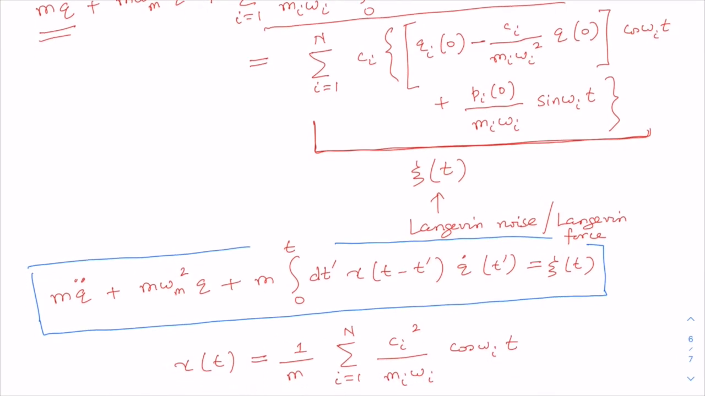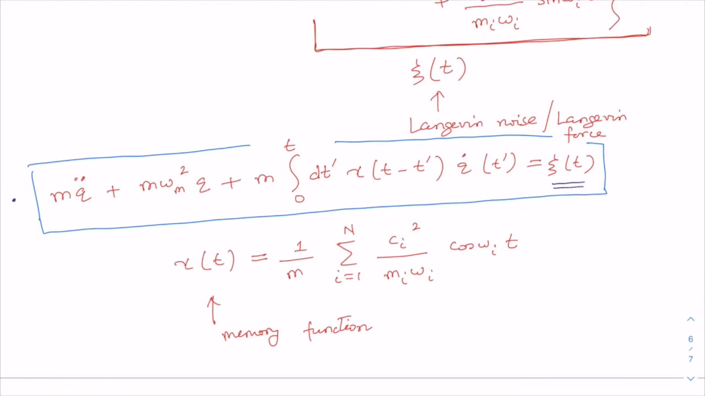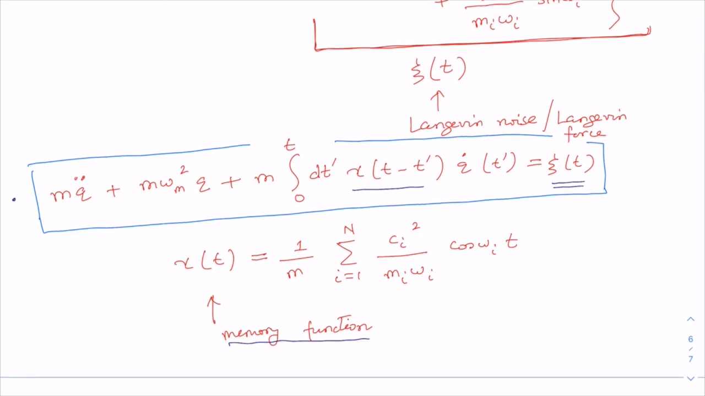And this is the model we finally got, and it turns out that in the earlier model the right hand side was zero, but now we have a non-zero term, and this term is known as the Langevin noise, or it is also called the Langevin force. And this term arises because of the interaction, because of the contribution from the surrounding or the environment. So this model nicely explains many of the classical statistical phenomena as far as this damped harmonic oscillator is concerned. And here we define one function, known as the memory function. We can simplify this memory function.